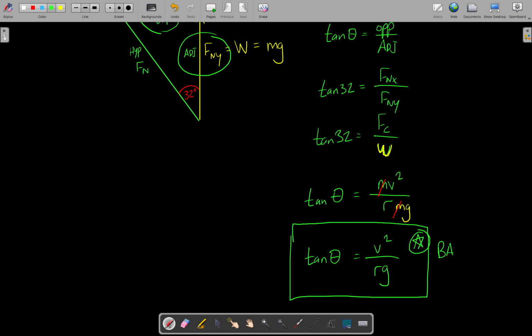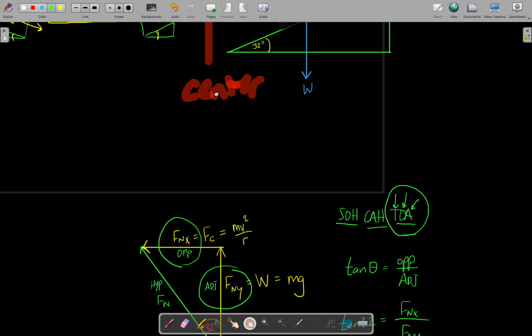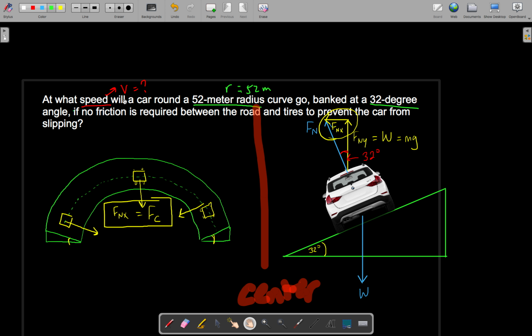This is the banked curve equation. This is something that you might need to keep in mind or remember. Okay? We're going to use this equation to solve for our question. So going back up to our question here, we are asked to solve for the velocity. We want to know how fast a car can go around a curve. And we also know that the curve has a 52-meter radius and a 32-degree angle.